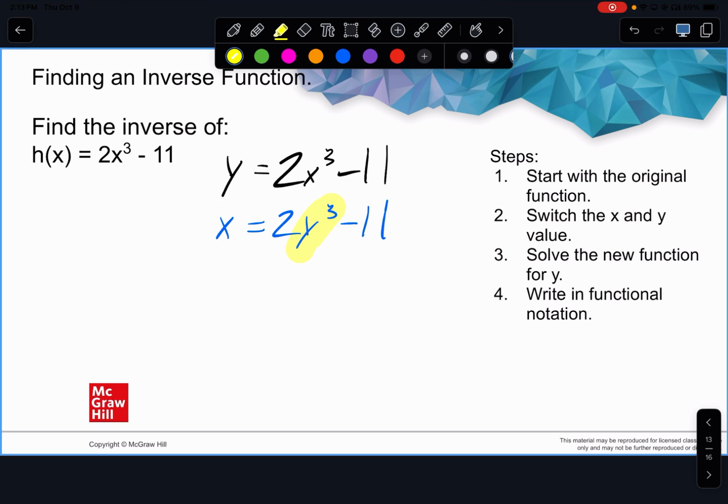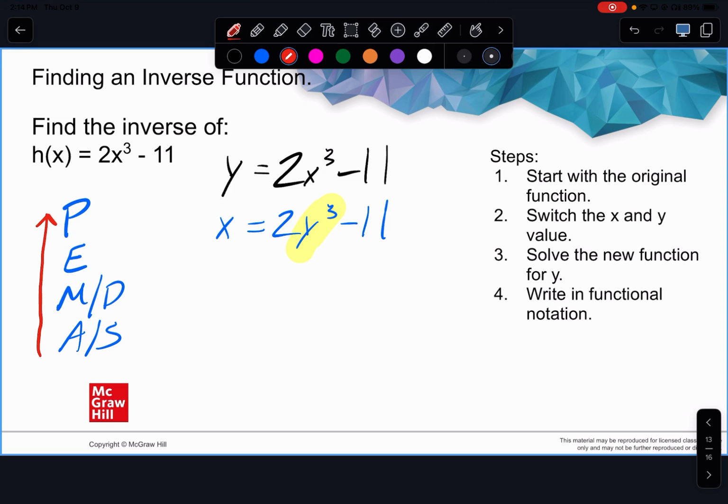So how do we undo the cubed? The cube root, right? If we're doing PEMDAS and we're going in order and we were solving something, it goes P, E, and then M and D, A, and S, right? So now because we're working backwards, we're undoing, we have to go this way. So first we have to undo the addition and subtraction. So that's my plus 11. So now I did that.